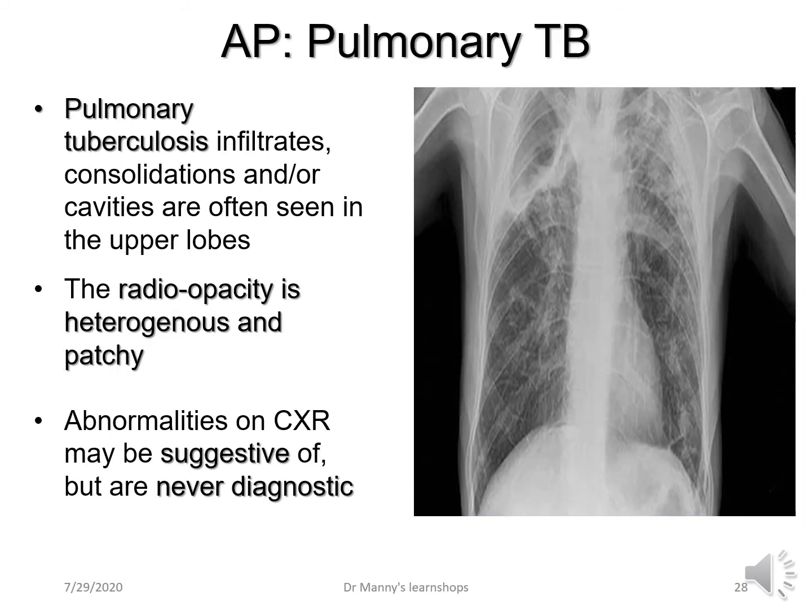If we review another chronic lung condition, this is pulmonary tuberculosis. Pulmonary tuberculosis has infiltrates and consolidations and developed cavities that are often seen in the upper lobes. The radioopacity is heterogeneous and patchy, and the abnormalities on the chest X-ray may be suggestive of tuberculosis, but they're never diagnostic. You need further investigations, as you do with all these conditions. The chest X-ray is just an initial investigation which leads to other investigations that will become diagnostic.